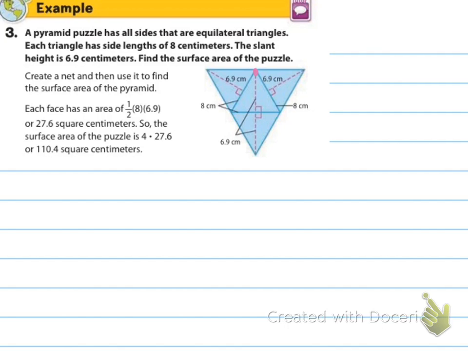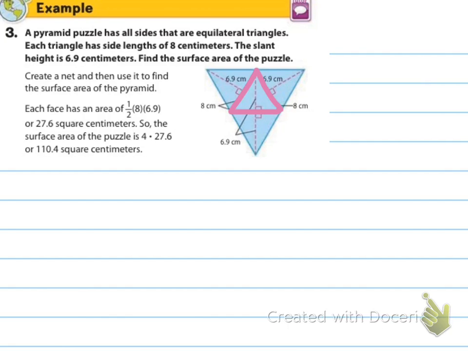Now notice that the actual height of my triangle is going to be 6.9. That doesn't make it not equilateral, because the sides are 8, 8, and 8, so that's what makes it equilateral. All right, so the net is here, which I always love, so I like to color code. So I'm going to work on this.